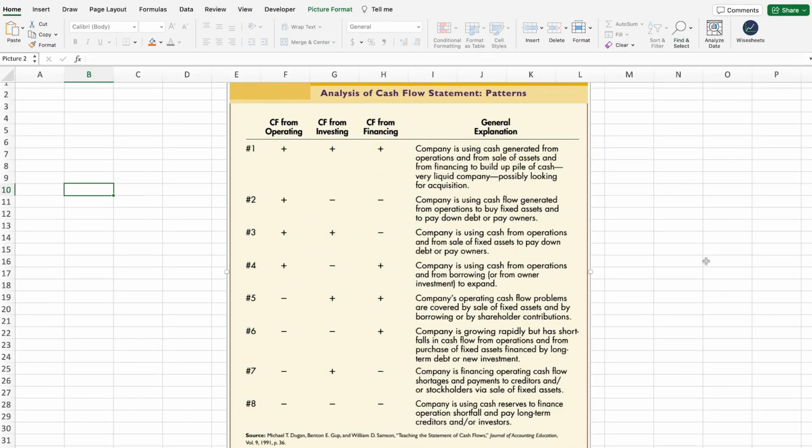Altogether, here's a really powerful graphic that summarizes all the information that we went over in this video. So for example, let's say that a company has a positive cash flow from operating activities, a positive cash flow from investing activities, and negative cash flow from financing activities. This means that the company is using cash from operations and from the sale of fixed assets to pay down debt or pay the owners. And this is kind of what we found with Apple. But as you can see, depending on the different patterns, this tells you something really unique about the specific company that you're analyzing. And this is information that should really be taken into account when you're making investment decisions.